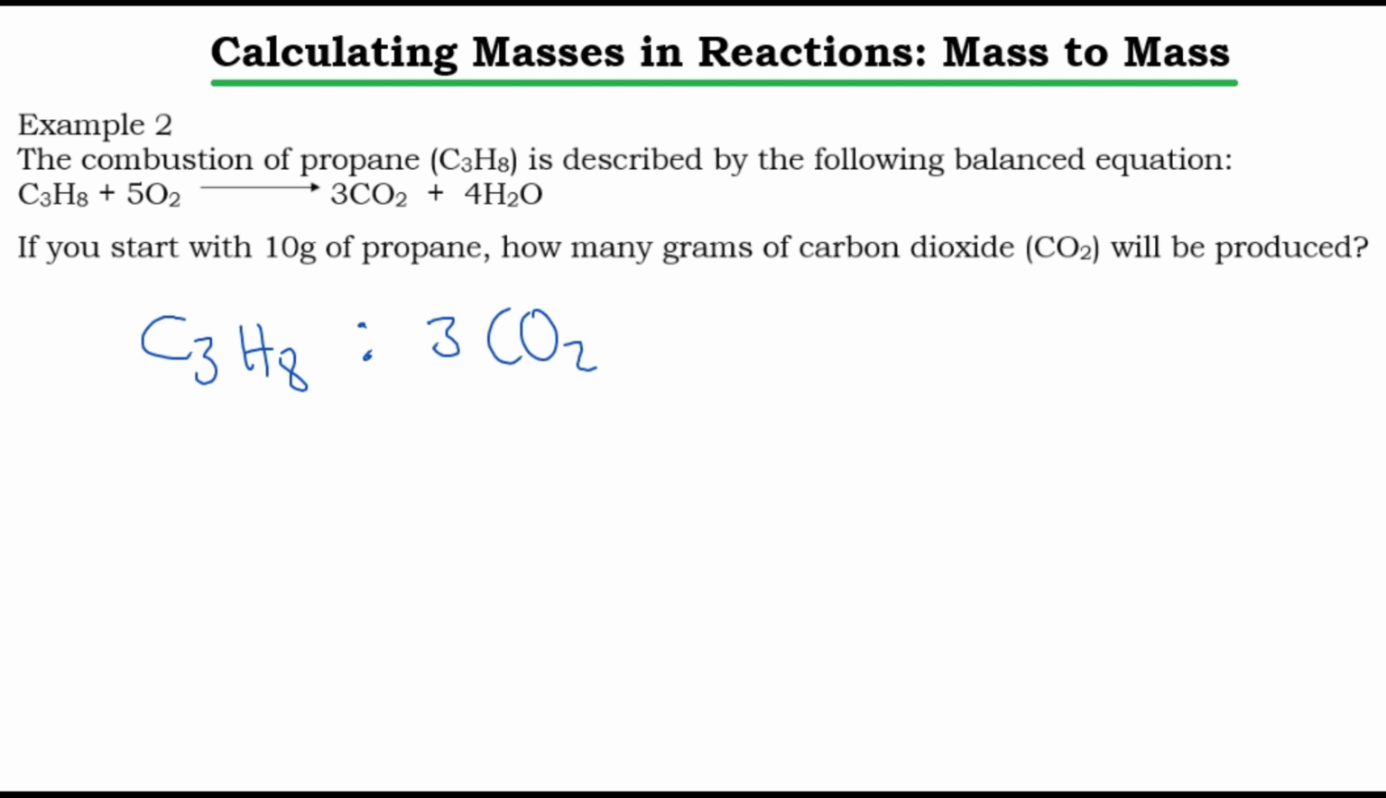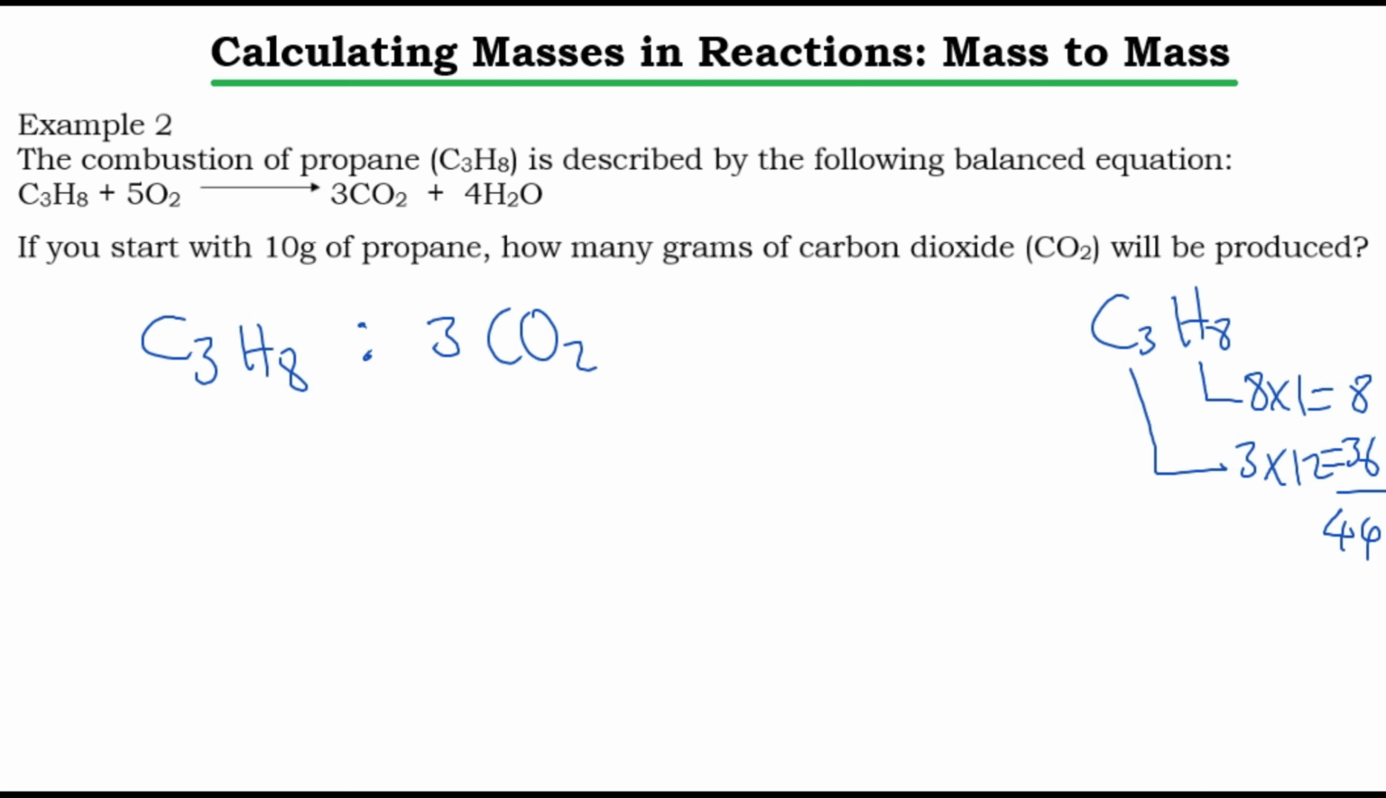Okay, so let's find the relative molecular mass of propane and the relative molecular mass of carbon dioxide. So C3H8: 8 atoms of hydrogen multiplied by 1, 3 atoms of carbon multiplied by 12. The 12 is the relative atomic mass of carbon, if you check on the periodic table, and the 1 is the relative atomic mass of hydrogen. So this is 36. When you add them, you're getting 44.